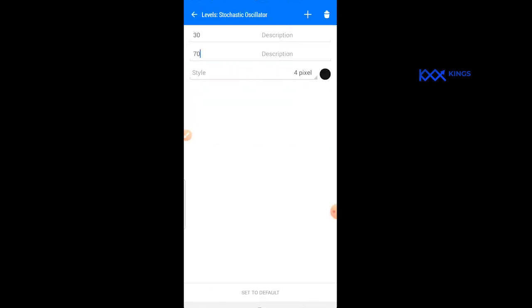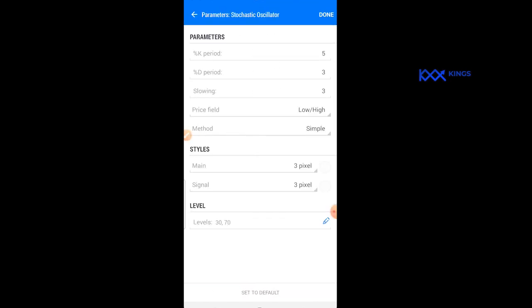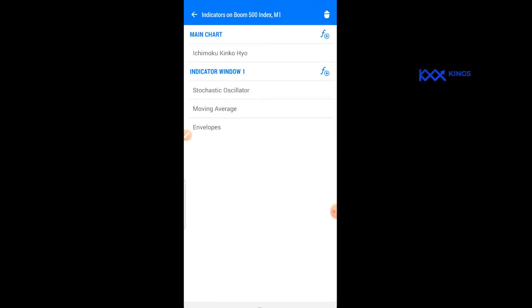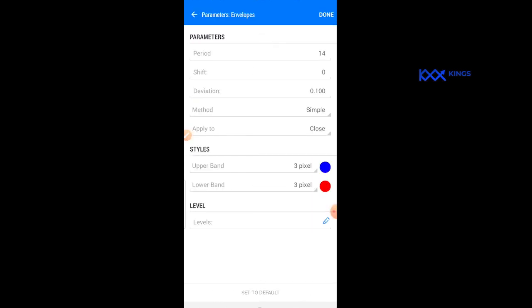Now you can see I've set up my stochastic, and I'll click on done. That's all I need. The last but not the least is our envelope. The first is going to be period 14. We have the period 14 right here.